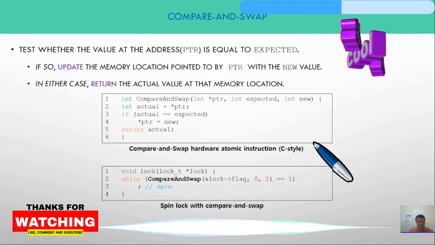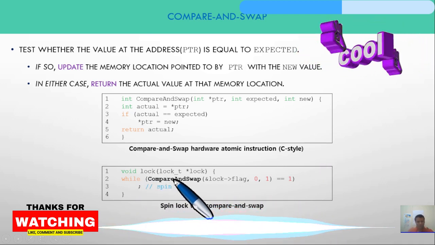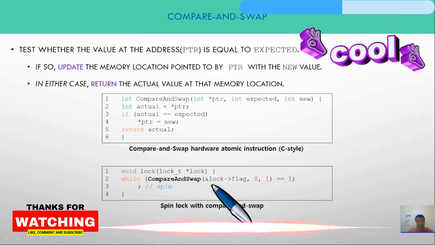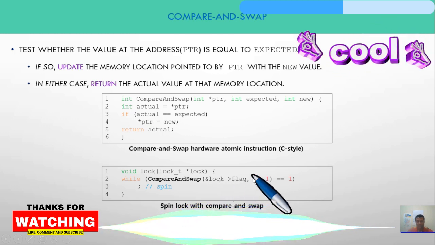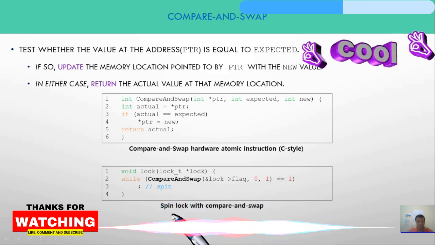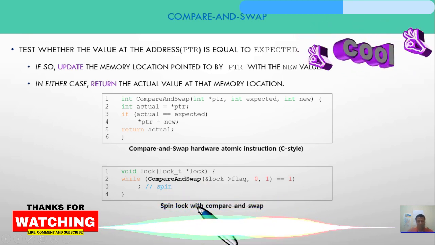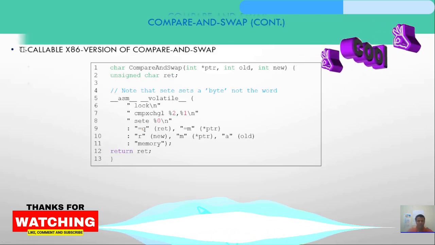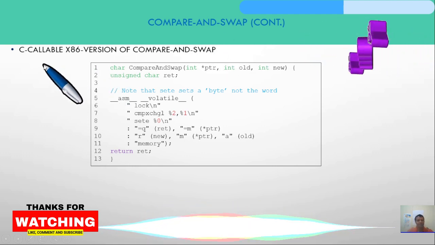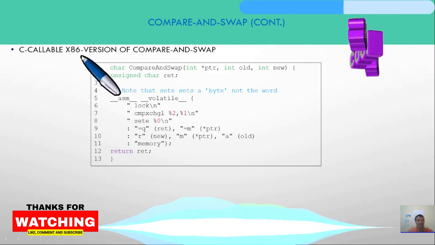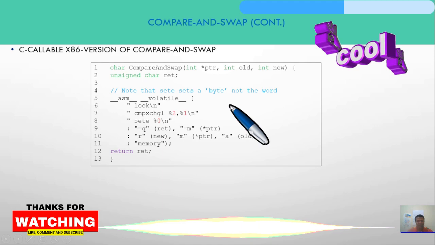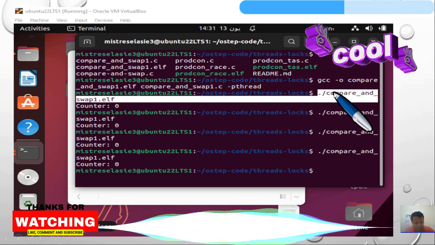This is C. Then for void lock, again we have another syntax here. While the compare and swap, this lock flag is either 0 or 1. Then if it is 1, it will spin. So this is spin lock with compare and swap. This is the syntax, again compare and swap. This is the C-callable x86 version of compare and swap. I hope I have the code. Okay, we have the code.